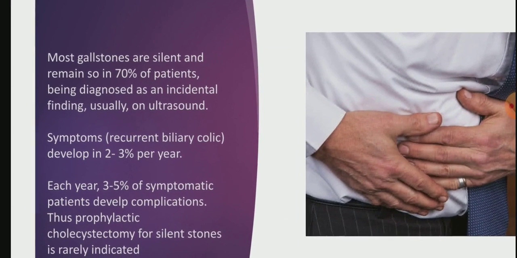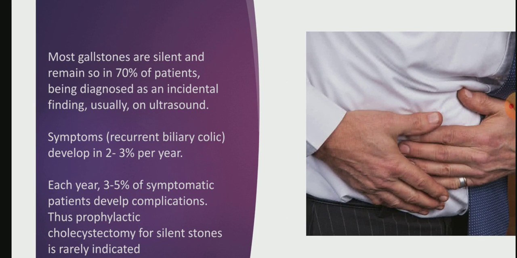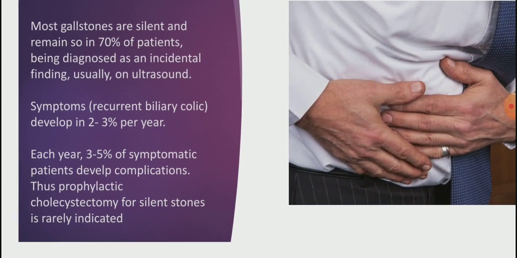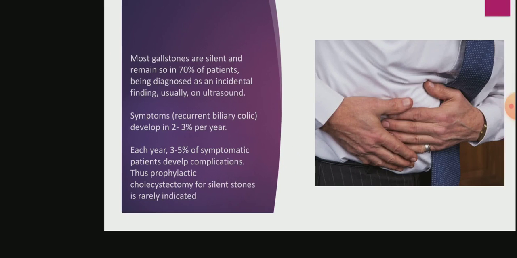Most gallstones are silent and remain so in 70% of patients, being diagnosed as an incidental finding, usually on ultrasound for other purposes. Symptoms like recurrent biliary colic develop in 2 to 3% per year. Each year, 3 to 5% of symptomatic patients develop complications. Thus, prophylactic cholecystectomy for silent stone is rarely indicated.